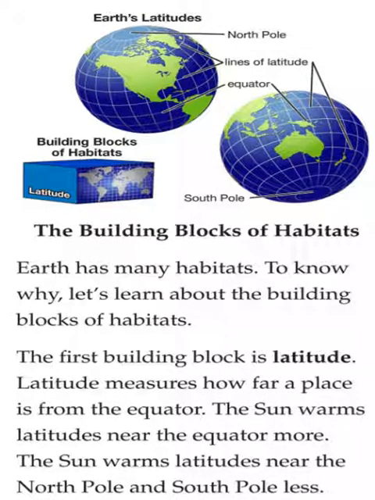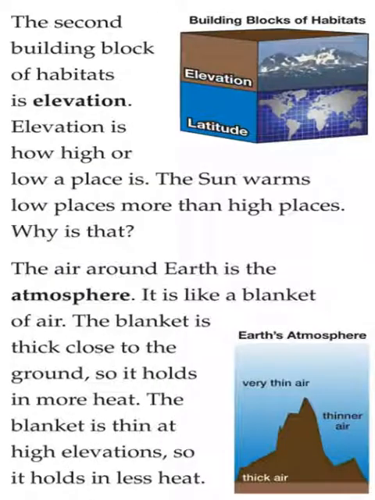Earth has many habitats. To know why, let's learn about the building blocks of habitats. The first building block is latitude. Latitude measures how far a place is from the equator. The sun warms latitudes near the equator more. The sun warms latitudes near the North Pole and South Pole less.